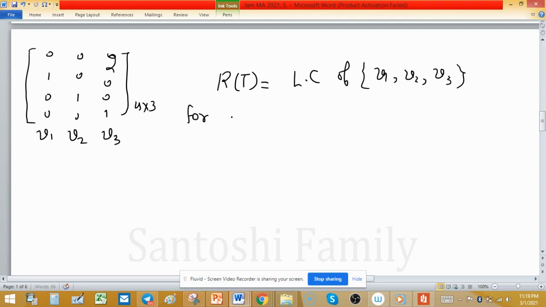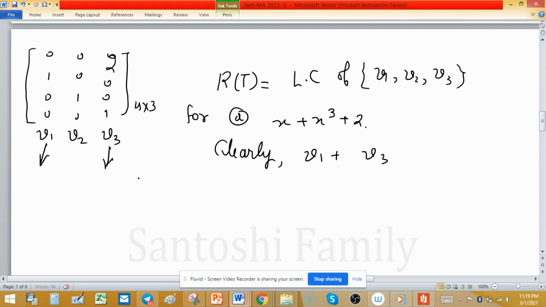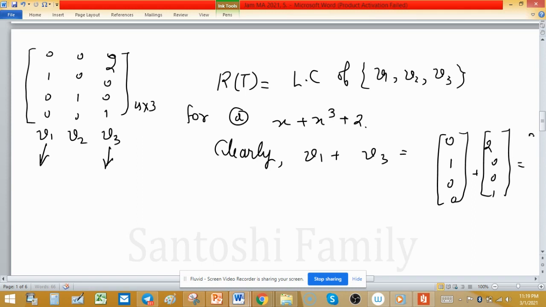So for option A, as option A is x plus x cube plus 2, now we have to check whether this is in the image or not. Now clearly V1 plus V3, this is V1 and this is V3, is 0, 1, 0, 0 plus 2, 0, 0, 1, meaning 1, 0, 0, 1.